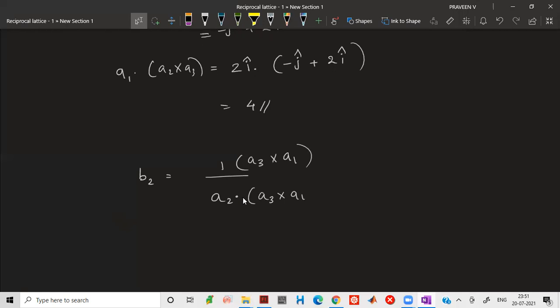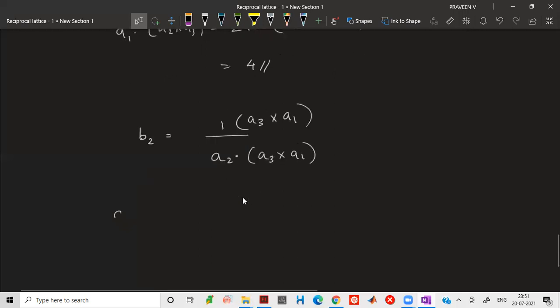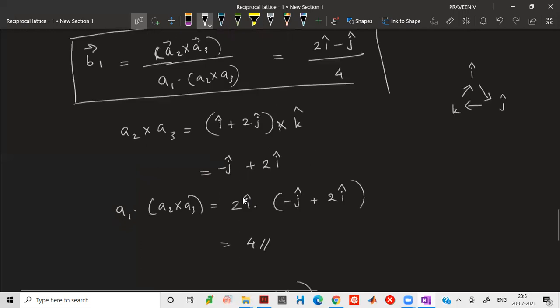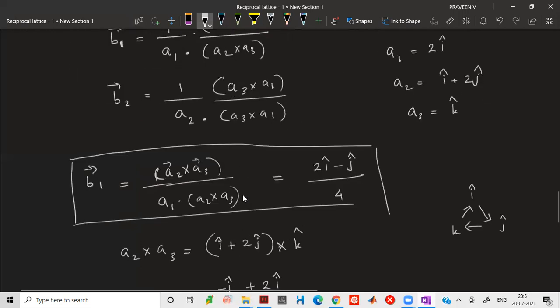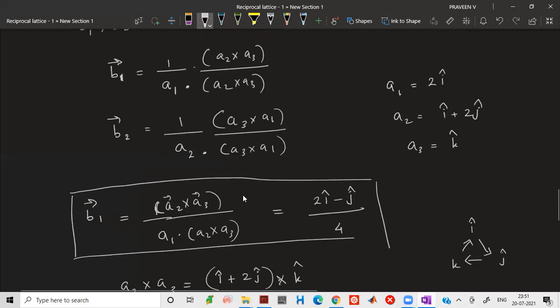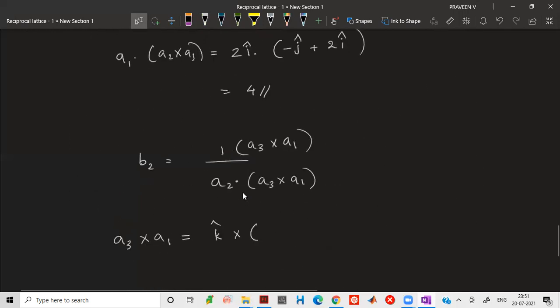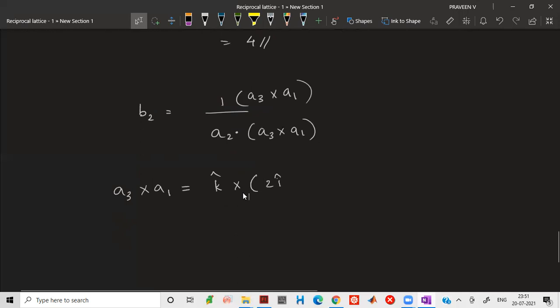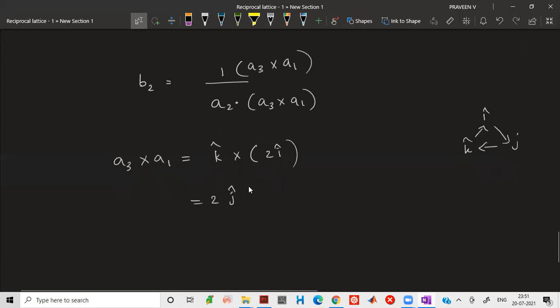So first we need to find a3 cross a1. What is a3 cross a1? a3 is the k vector, cross with a1. What is a1? 2i. It's quite simple. Again we draw this picture, i, j, k, the triangle. k cross i is j. So it's simple, 2j. Then we need the denominator, that is a2 dot a3 cross a1.